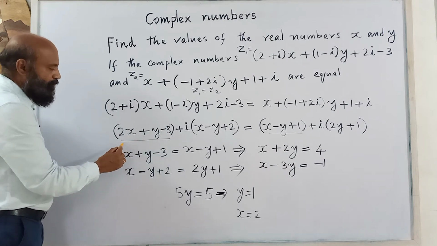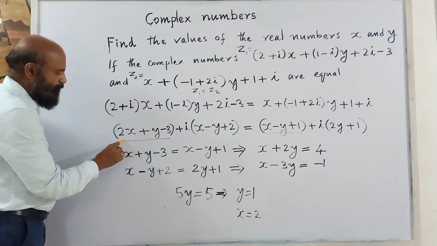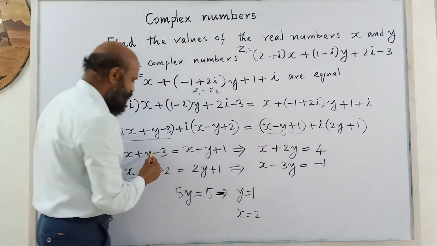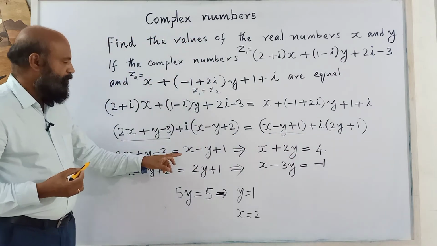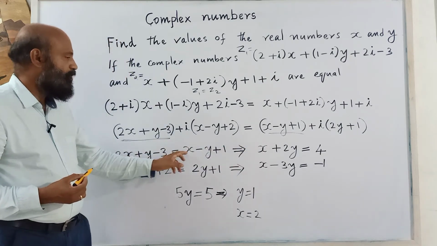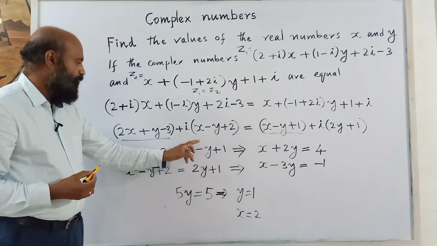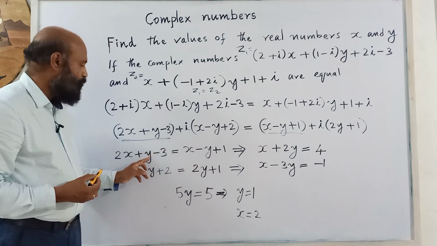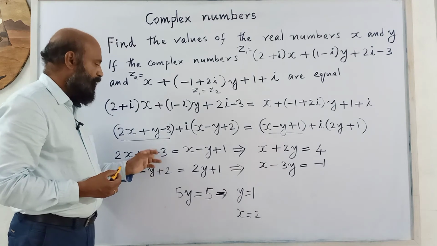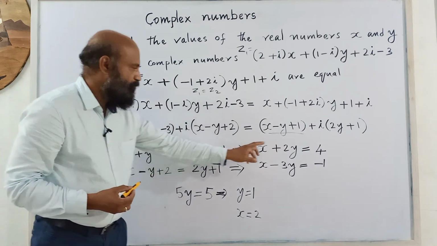So equate the real part. This side, this is the real part. This side, this is the real part. So equate it. Then from this, you can write like this, taking this x to the side, 2x minus x is x, minus y this side, so it is plus y, so y plus y, 2y. Then this minus 3 you take to the other side, so 3 plus 1, it's 4.